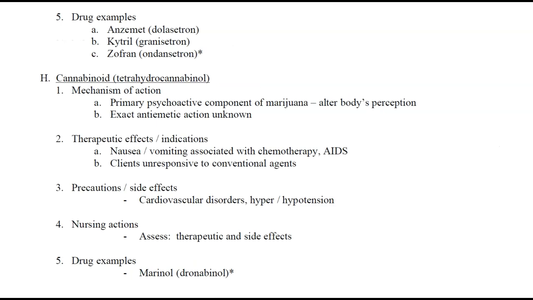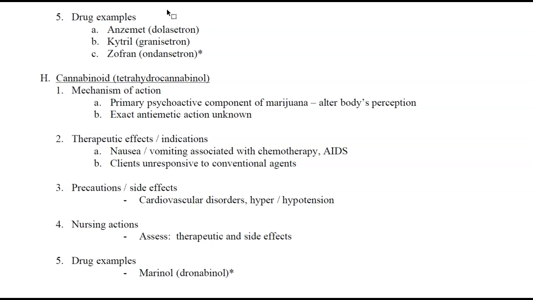The next medication is the cannabinoids, or tetrahydrocannabinol. The mechanism of action of these drugs involves the primarily psychoactive component of marijuana, so it alters the body's perception. The exact way it causes prevention or treatment of nausea and vomiting is actually unknown. The therapeutic effects and indications are nausea and vomiting associated with chemo and AIDS, and also clients unresponsive to conventional agents.